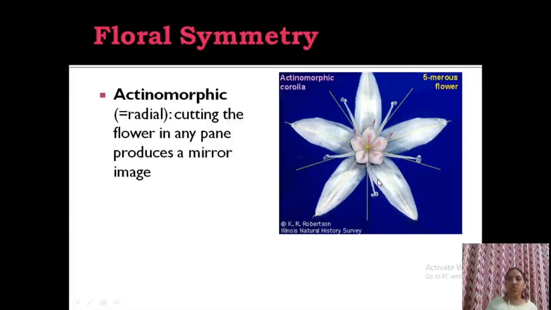So this is the first one, actinomorphic. See here in this flower, when you cut along this, you will get 2 equal halves. Cut along this, you will get 2 equal halves. Cut along this, you will get 2 equal halves. Okay. So that is called an actinomorphic flower. One half is the exact mirror image of the other half.